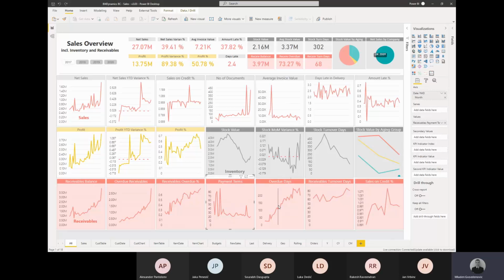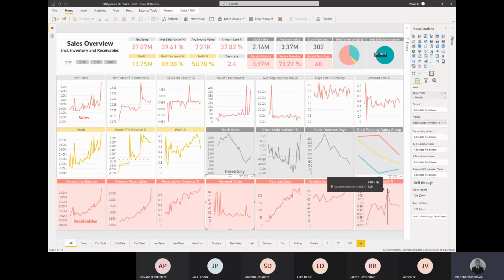Overdue days, so for how many days they are already late in payment, and turnover in days, how many days it takes to clear my receivables if customers continue paying me as they do. Again, lower the value, the better it is. And sales on credit. Actually, we have seen this sales on credit already here. Okay.